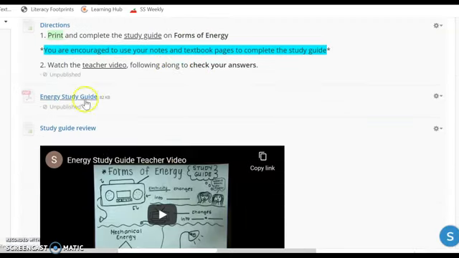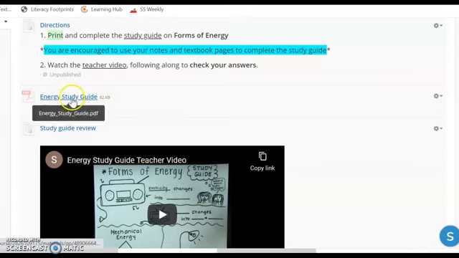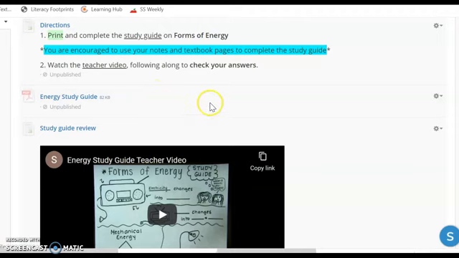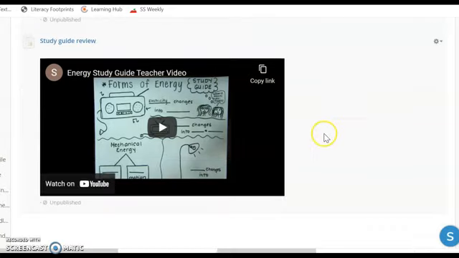On Tuesday, you are going to print this study guide, which revisits a lot of the topics that we've talked about and learned about with energy and the basic forms of energy and how energy can change form. Then after you complete that using your notes and your textbook, you are going to go back and watch this video where I will walk through discussing each of these terms that are mentioned, and you can go through and check your work.